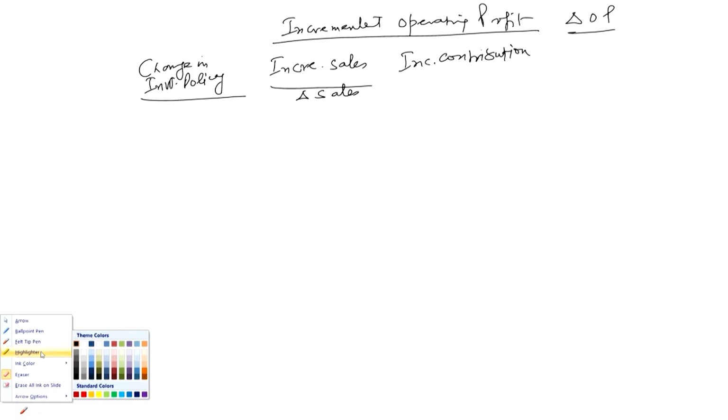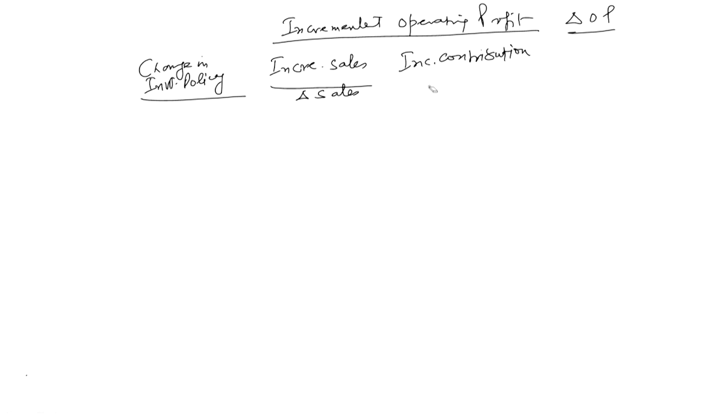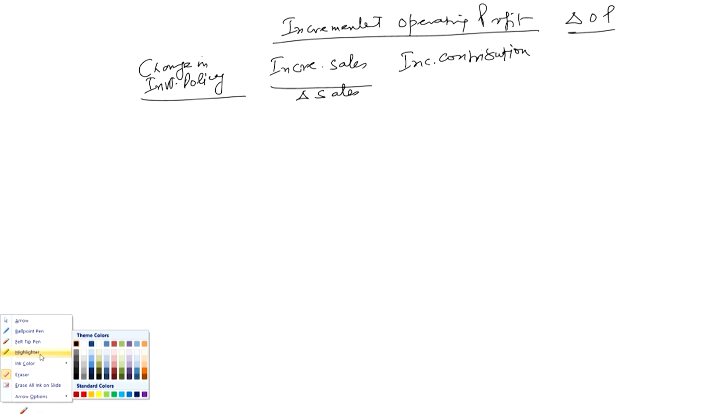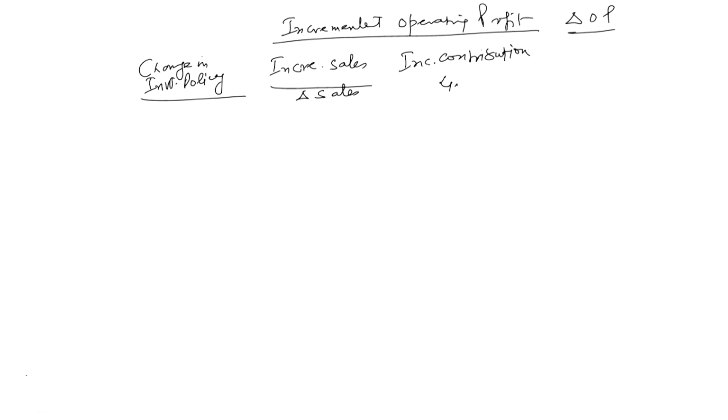We will have to see the change in the gross profit or change in the contribution. You can say the increase in the contribution, or the incremental contribution, we will have to work out at the rate of 40%. So, 40% is the gross profit, also called contribution. And then the next thing is the incremental carrying cost.